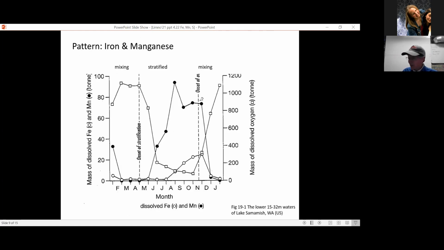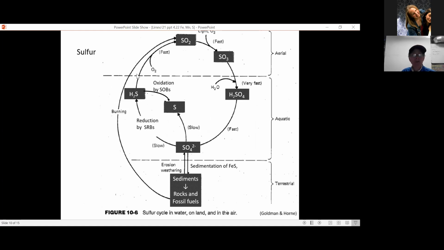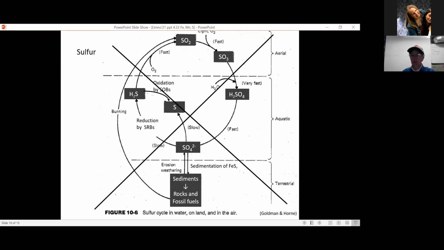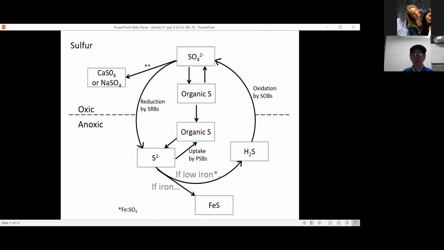Now we're going to leave the iron and manganese behind, and we're going to move on to sulfur. Okay, so here's the sulfur diagram. This is from a different textbook by Goldman and Horn that we use sometimes, and it has a stronger chemistry focus because these guys are more sort of physical limnologists. And I tried to make it more clear, and then I just realized that actually I just wanted a whole different diagram. So I'll leave this one behind.